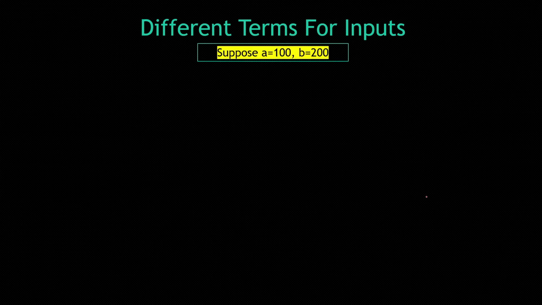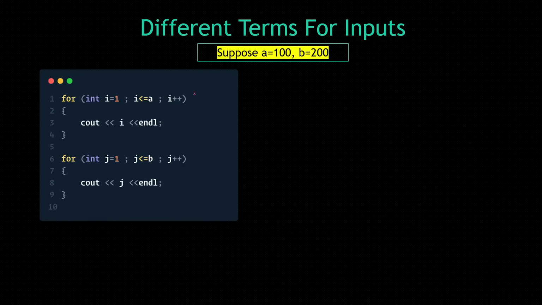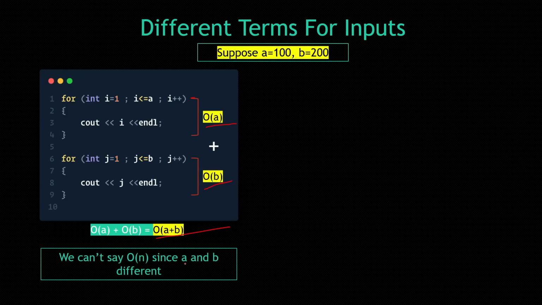Suppose A equals 100, B equals 200. There are two for loops in this program. The first for loop will continue till i is less than or equal to 100. The second for loop will continue till j is less than or equal to 200. So the time complexity for the first loop will be O of A, for the second loop O of B. So the total time complexity will be O of A plus O of B, equal to O of A plus B. We cannot say O of n since A and B are different.